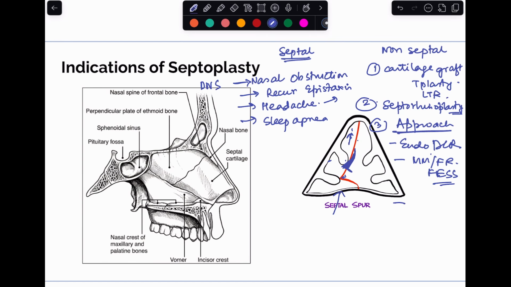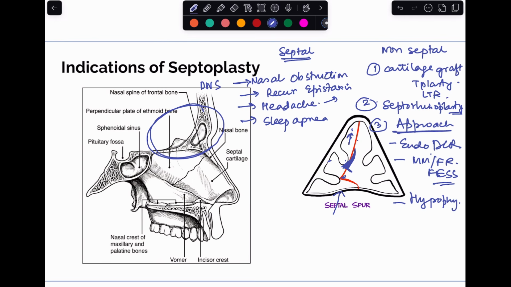Third is if we want to reach the pituitary fossa. So if you see over here, if we are trying to reach the pituitary fossa and we want to do maybe an endoscopic hypophysectomy, in these cases also, if there is a DNS blocking it, we will not be able to do it. So these are the different non-septal causes.